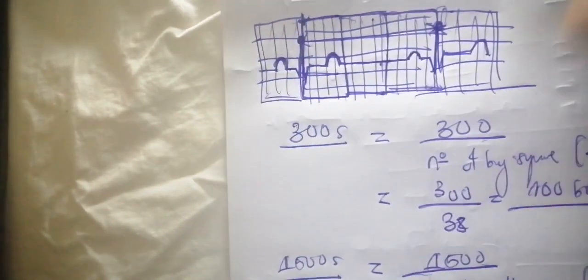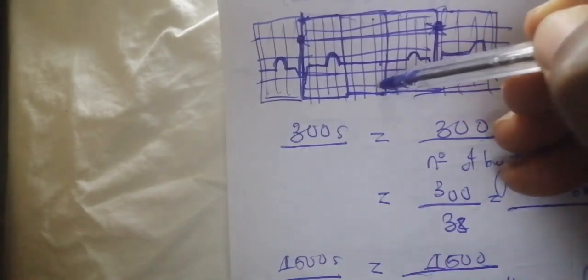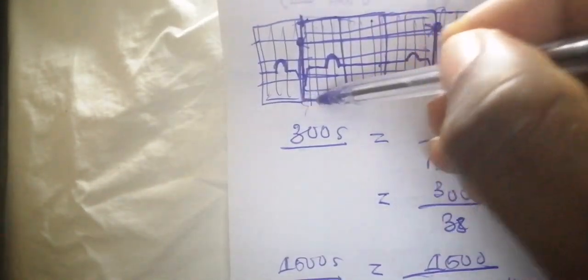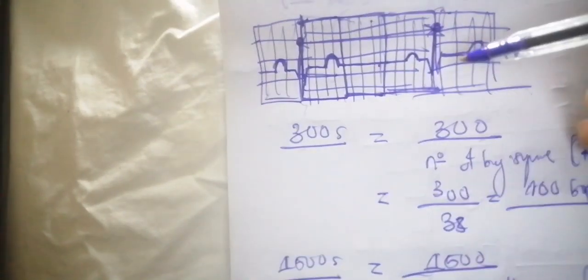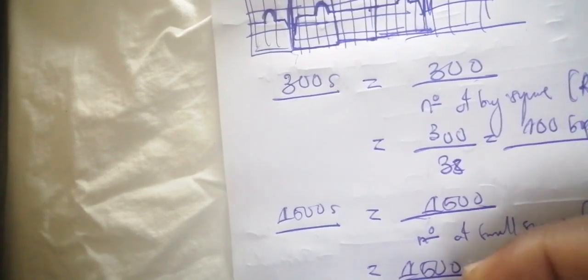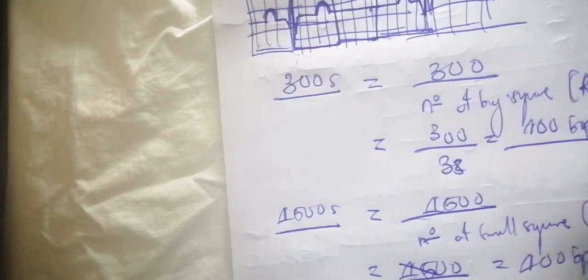So what do you do by that? You calculate, this is 1, 2, 3, 4, 5, 6, 7, 8, 9, 10, 11, 12, 13, 14, 15. So in all, you're going to have 15 small squares in between two RR intervals. So you do 1,500 divided by 15. You cancel and cancel, and it still gives you 100 beats per minute.